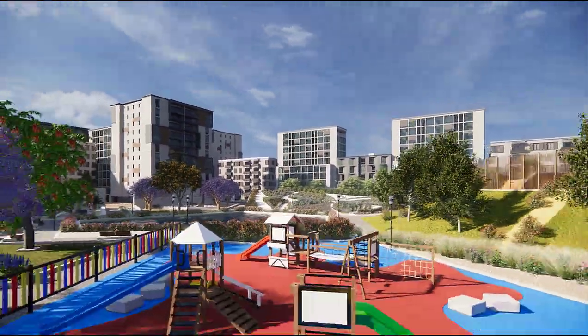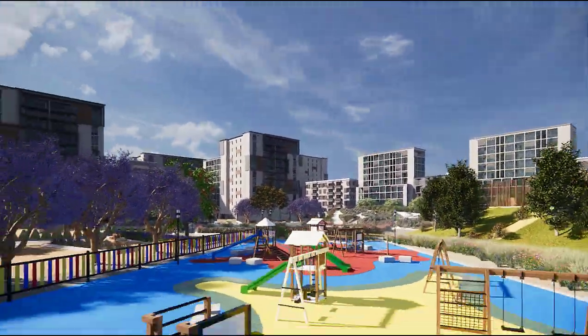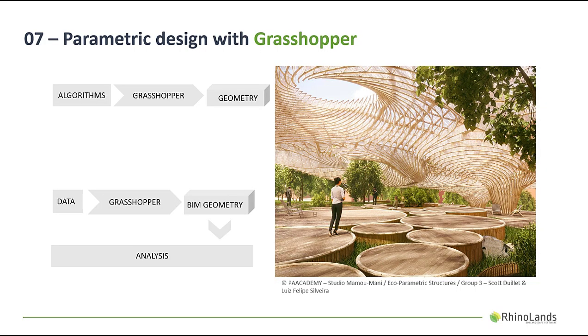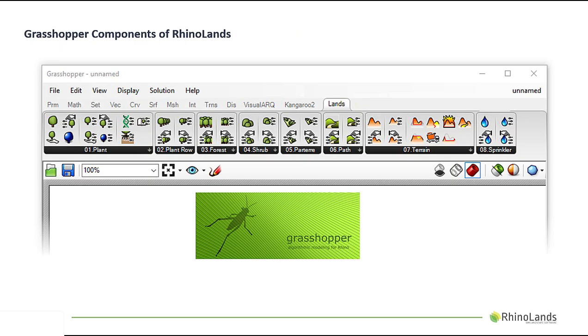So this is the way that you can see how you can bring your project into life. Another feature is the ability to implement parametric design in landscape architecture. In RhinoLands, Grasshopper serves as the parametric design tool applied in two workflows: generating geometry through algorithms, or linking external data to existing BIM geometry. We'll explore examples of both approaches.